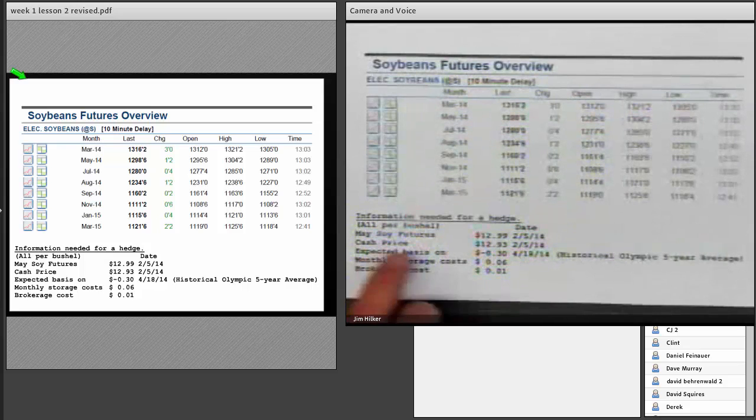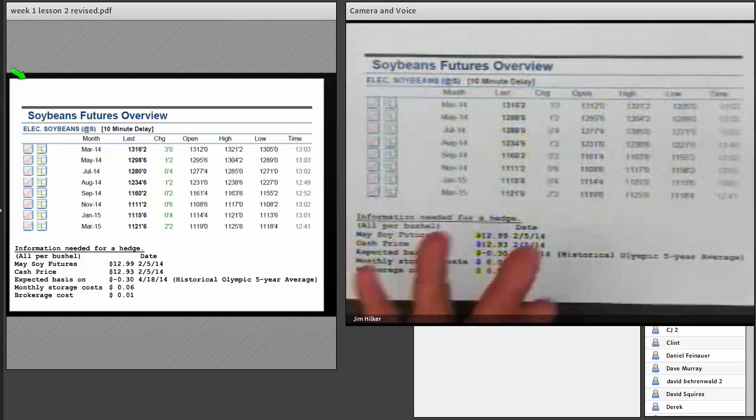They're ours, we own them, that's the key. The cash price, we could sell them today for $12.93. Yes, I know we could have sold it before, but that's history, and it's too late. Don't worry about it. I'm going to stick with the expected basis of minus 30 cents, even though the basis is stronger than that today. I'm going to call storage cost 6 cents.